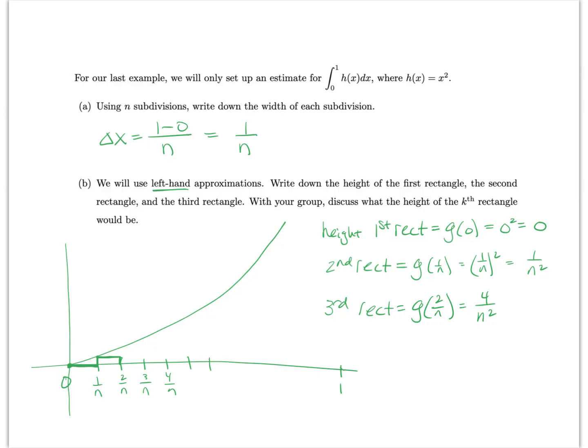If I just draw a few more tick marks, I'm going to call one of them the kth rectangle. So this is the first, second, third, fourth. This is going to be the kth rectangle. So this right endpoint is k, so this is k over n. But the height of the rectangle is at the left endpoint, so I need k minus 1 over n. So the kth rectangle's height is going to be g of k minus 1 over n, which is k minus 1 squared over n squared.